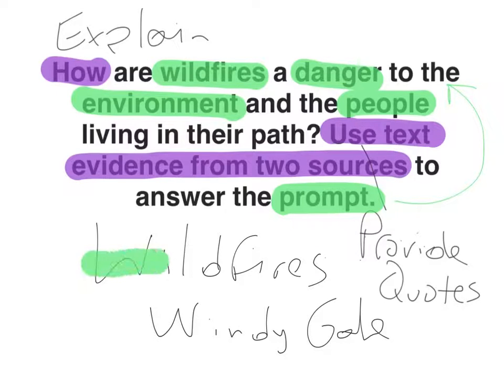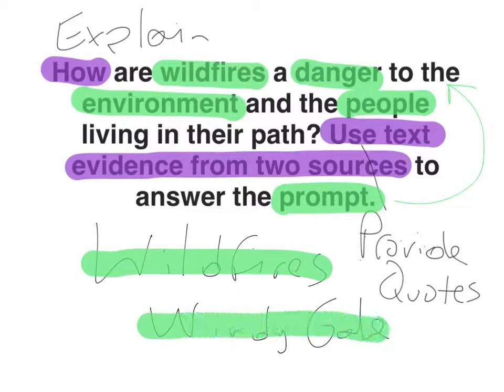I know for a fact I need to use the names of the articles I'll be referencing. I also know that I should probably use the word explain so that I'm explicitly doing what the question is asking me to do. And then I have these other key words: wildfires, dangers, environment, and people. Since those are such key words in the prompt, they should also be included in my thesis.